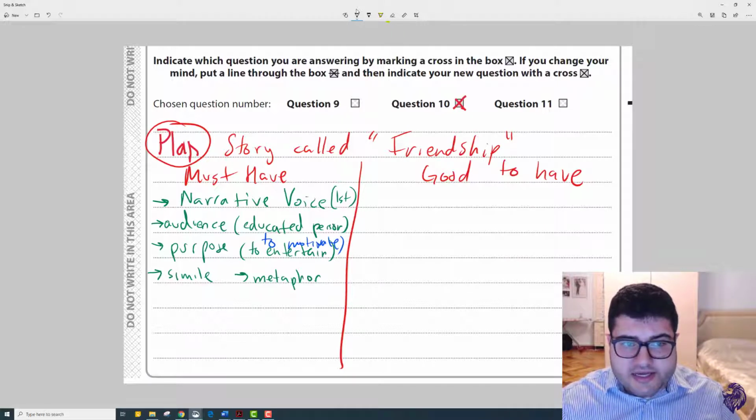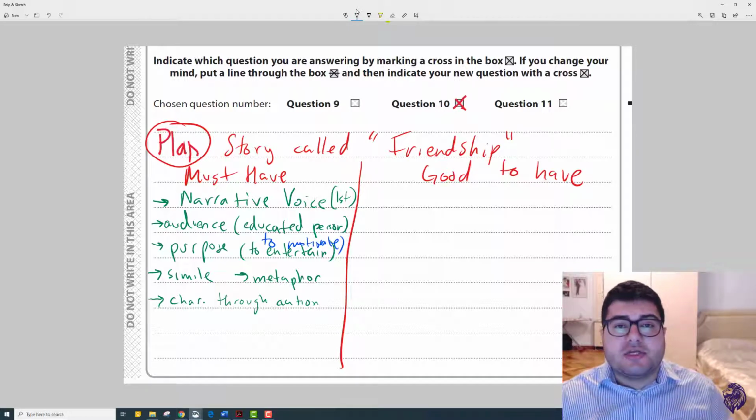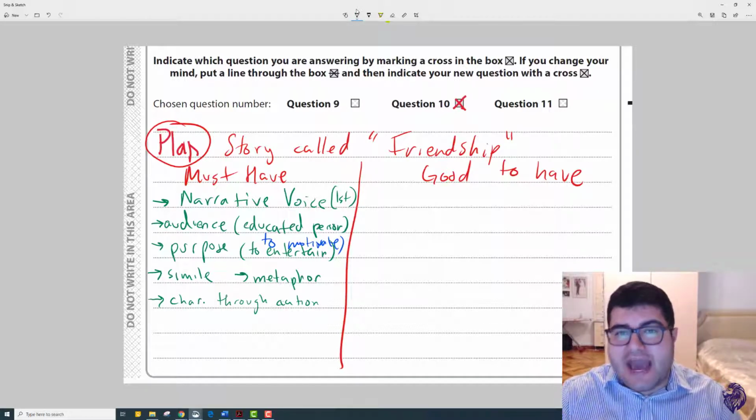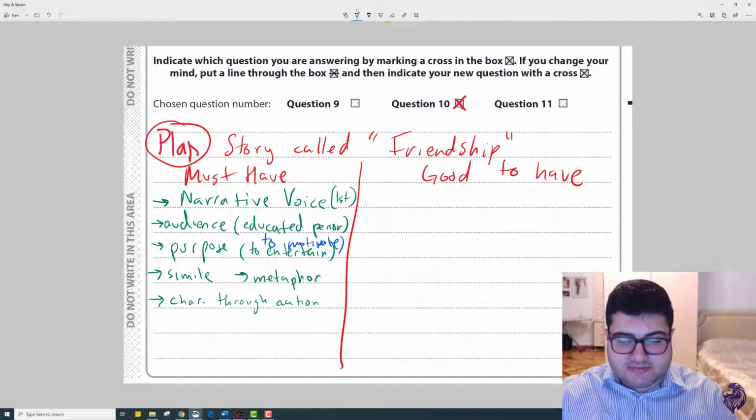Then the other thing that I want to include is character through action. I'm going to abbreviate here. This is character through action, which simply means that I'm going to use the actions which my character does to show something about his personality. I'm going to reveal something deeper about the character by what he or she does.